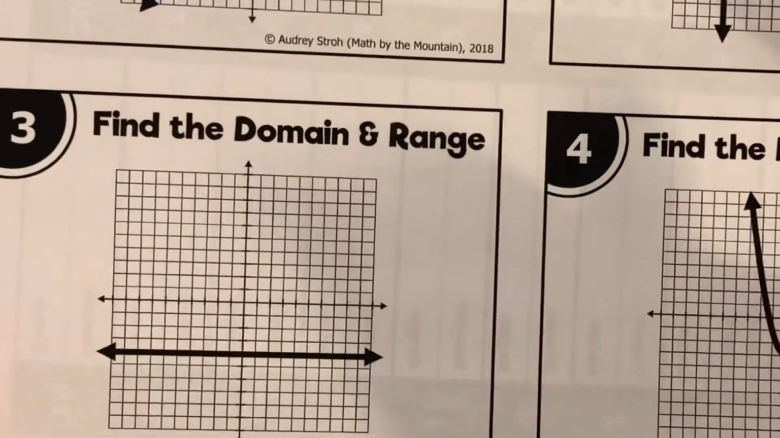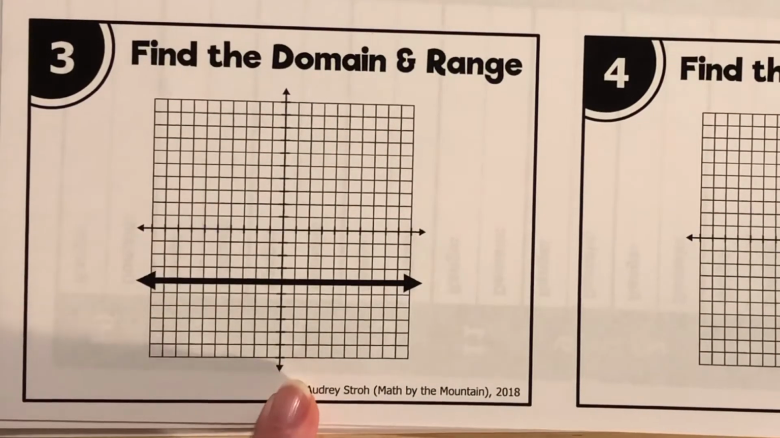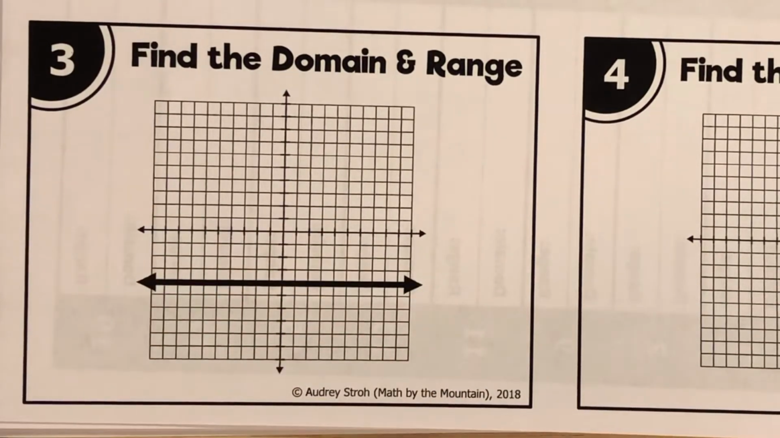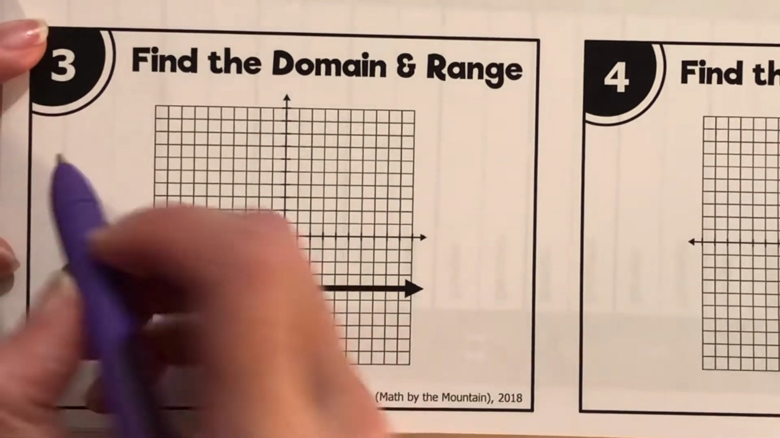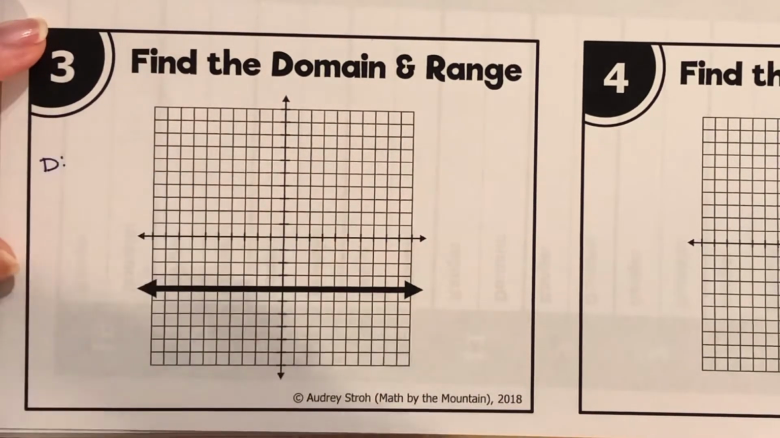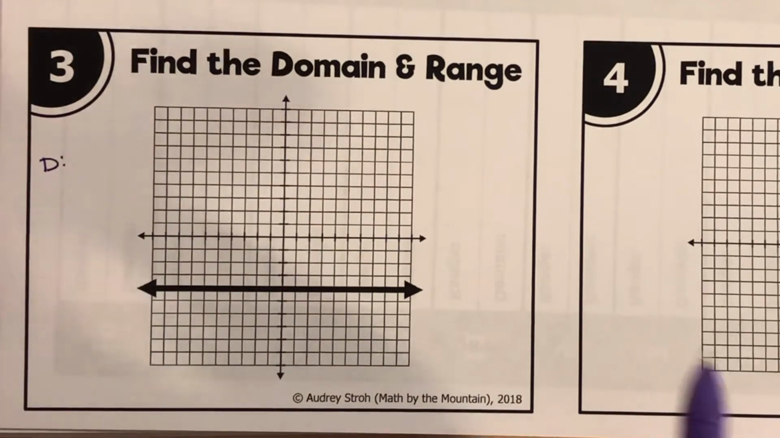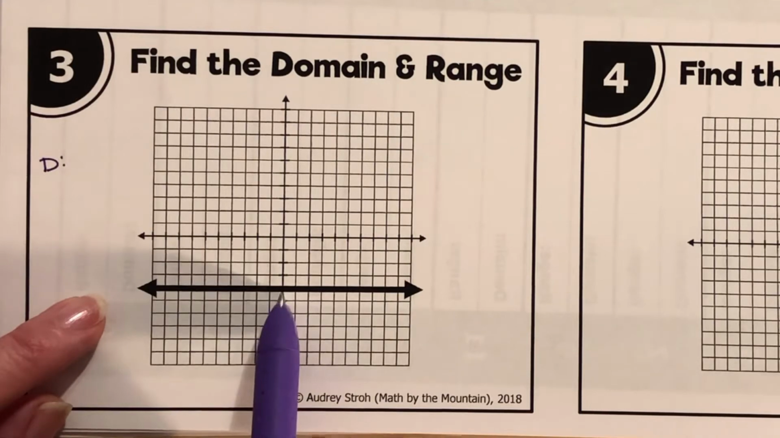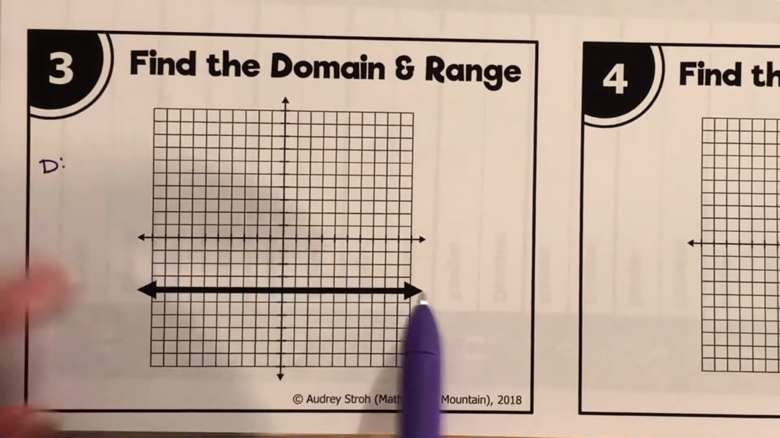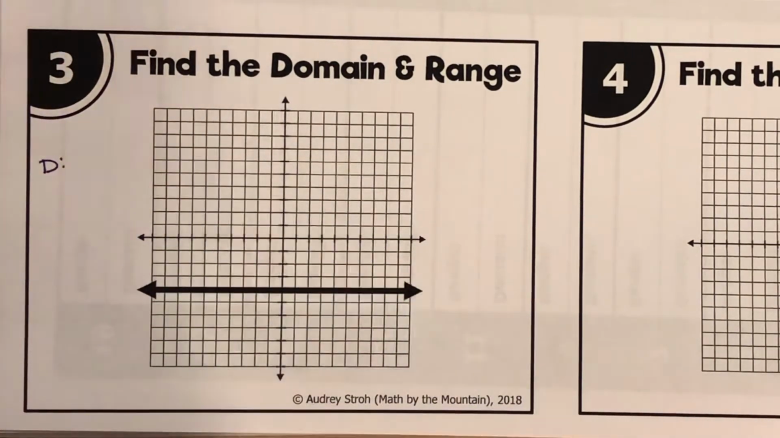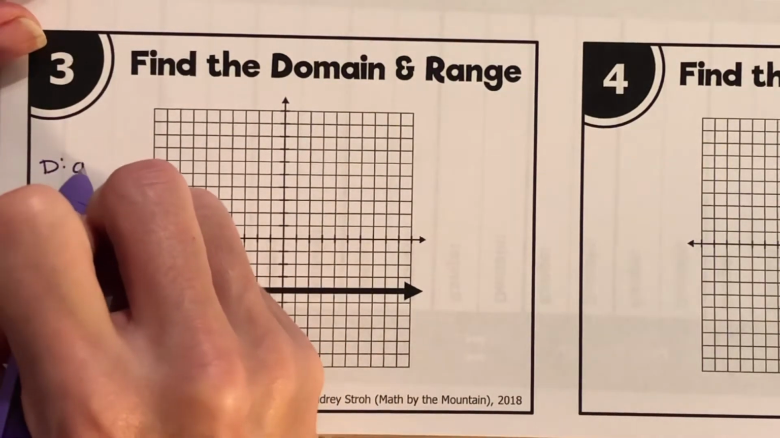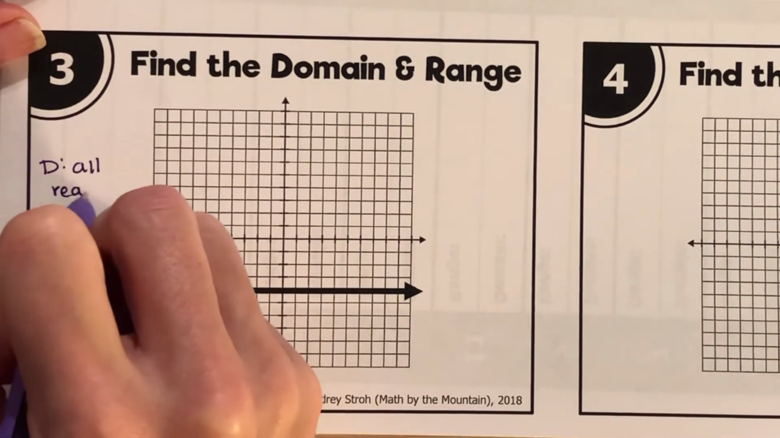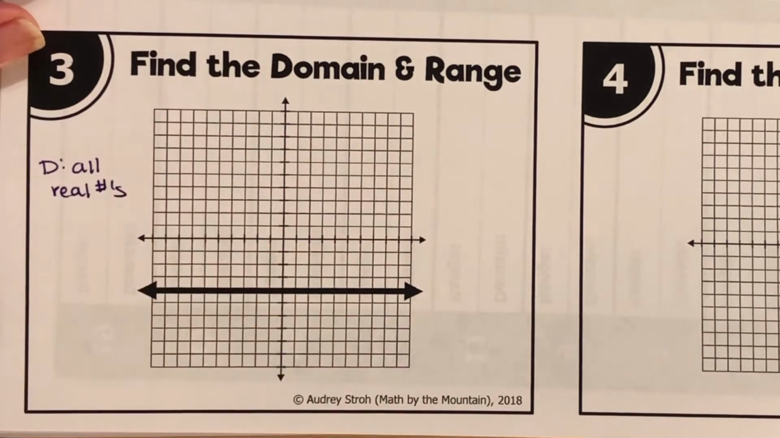Let's do another line. So here we have another line. This time it's a horizontal line. I think you can maybe predict how this one will be a little similar to number 2. My domain. Okay, so my x values, I can get all of these negatives, I can get 0, I can get all of these positives, I can get anything. I can plug anything in for my domain, so all real numbers.